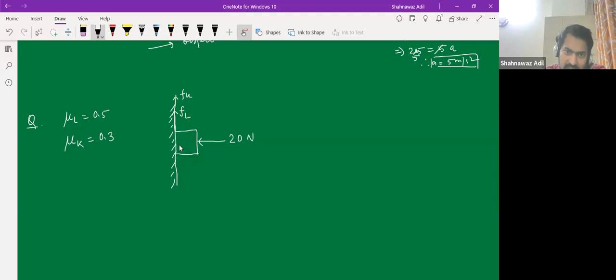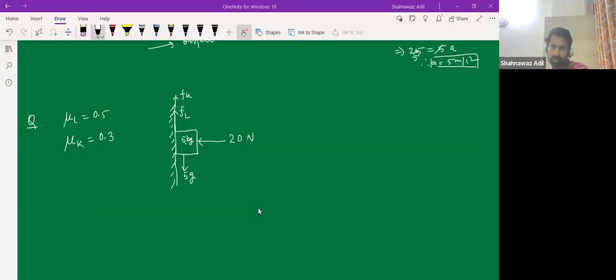Let's say the mass of this object is 5 kg, right? So it is also experiencing a weight, which is 5g. So you guys have to calculate whether the object will remain here or it will drop down. You have this wall, right? If my force is not strong enough, it will drop, right?